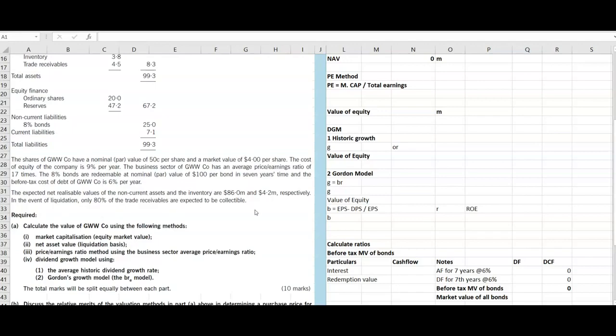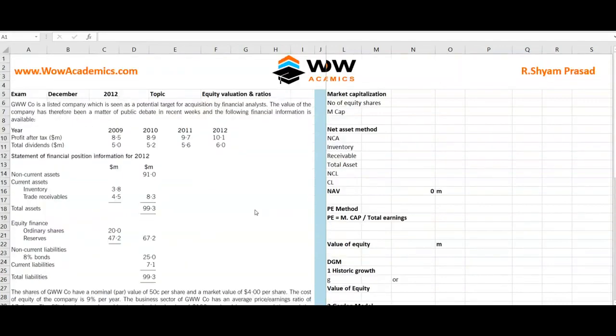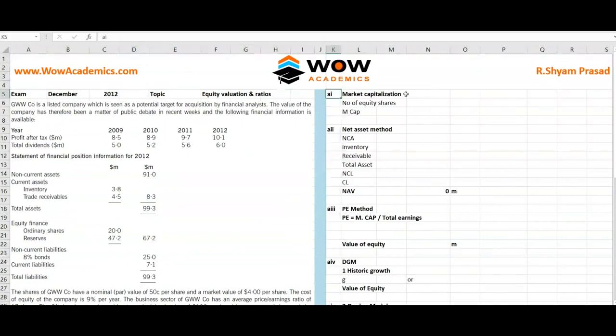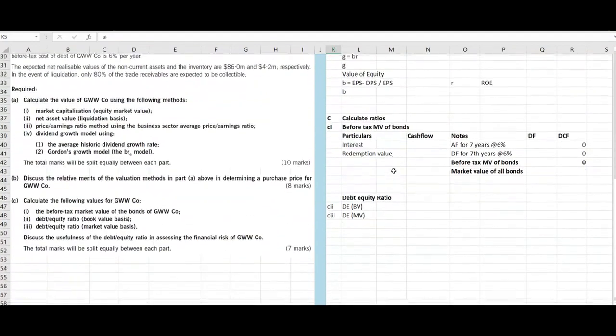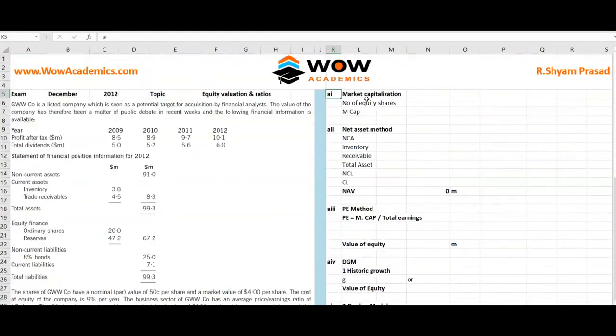So it is a lengthy amount of information. All information has been mixed and we have to work out each of these methods on an individual basis. I have already created a format for this problem, so our job would be to insert the numbers so that we could finish the sum really quickly. So first we'll try to find out requirement A1, which is the market capitalization.